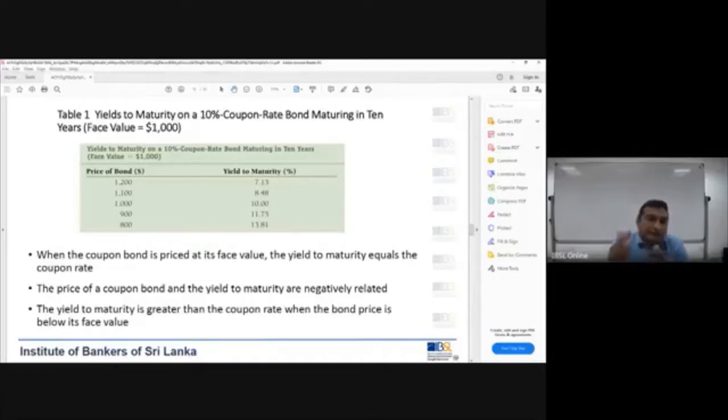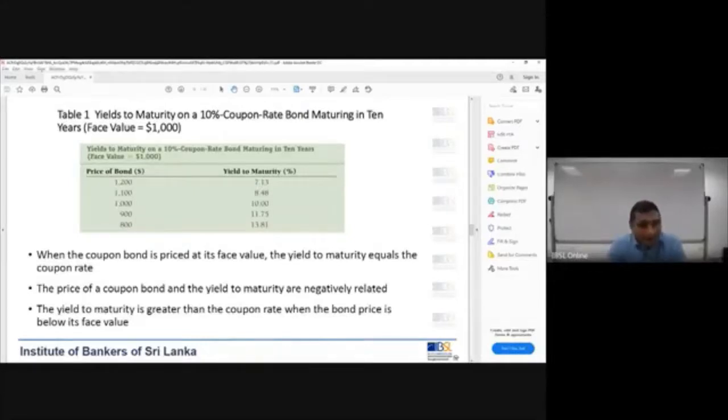Then you see now the prices are reducing. It's lower than the face value. For 1,000, now the price is 900. We already know principally you are paying a discount price. Earlier it is premium price, 1,000 is par price. Now you are getting below 1,000, that means less than the face value. That means the market interest rates are greater than the coupon rate. Coupon rate is 10. See the market interest rate, yield to maturity here, 11.75. When it comes to 800, more stronger, 13.81.